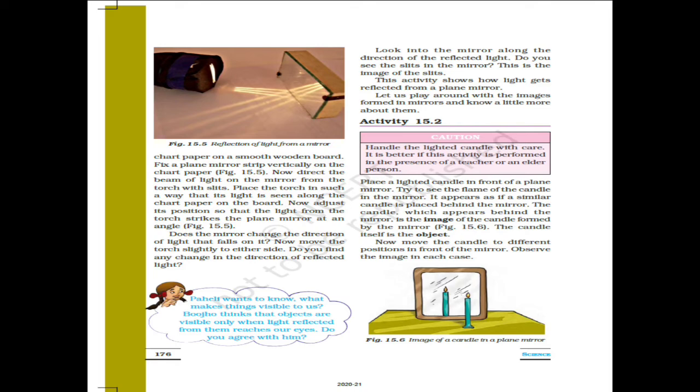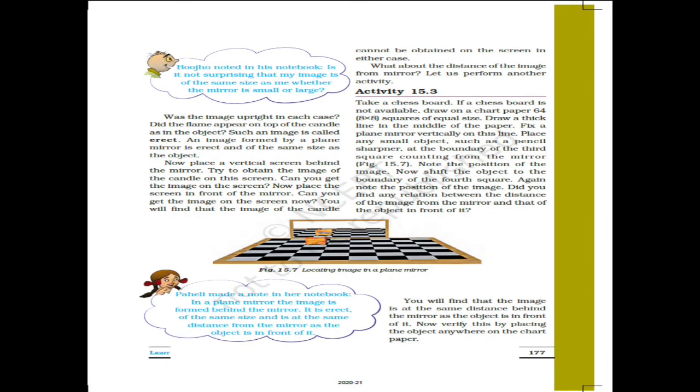Now let's see ahead. Was the image upright in each case? Did the flame appear on top of the candle as in the object? Such an image is called erect. When you are changing the place of the candle, if you observe that the flame is always on the top of the candle and the object is straight as in the real, the same thing as you can see in the mirror, then that type of image is called erect.